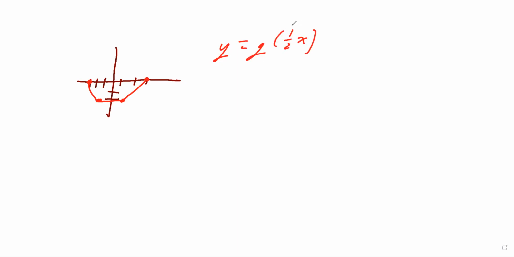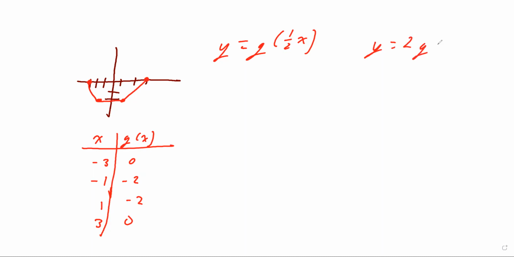Notice this time the multiple is inside the function. When this happens, and we take that table that we had originally down, well, let me rewrite that as well. So that would be -3, 0, -1, -2, 1, -2, and 3, 0. When we take this original thing, if you notice beforehand, when we had y equals 2 times g of x, we simply multiplied the y values by 2. So that gave us 0, -4, -4, and 0.